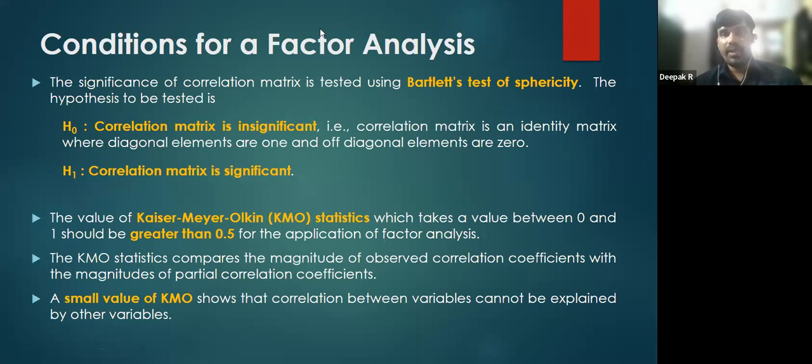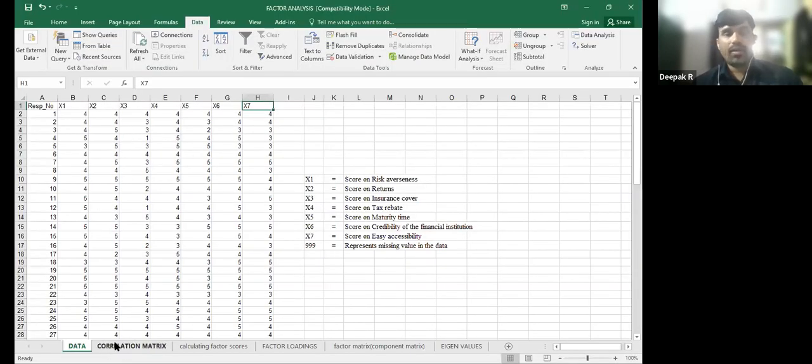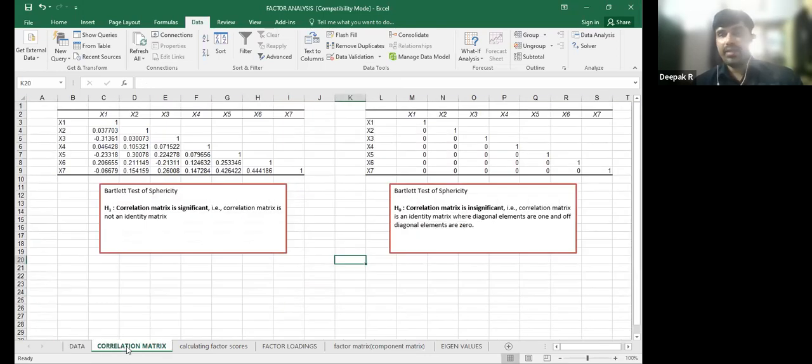So what do we mean by it? I have copied the same data in Excel. If I have this data, all I'm trying to do is obtain the correlation matrix. Now, according to the Bartlett test of sphericity, or according to factor analysis, the first and foremost thing we want is to ensure that there is high correlation among the variables that we have considered.